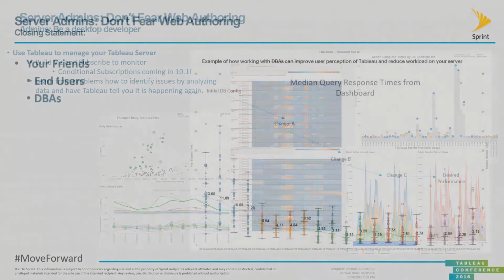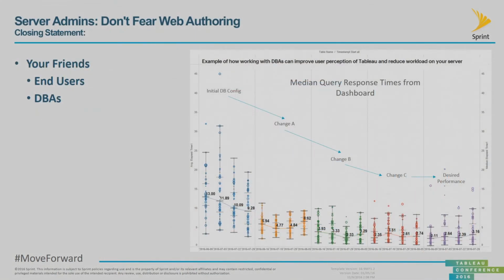And the last thing, closing statement, is make friends. You know what? Tableau sits in the middle of your end users and your DBAs. When performance is bad, neither one likes you. And they always blame Tableau. End user only sees Tableau, DBA only sees queries coming from Tableau. So work with them.